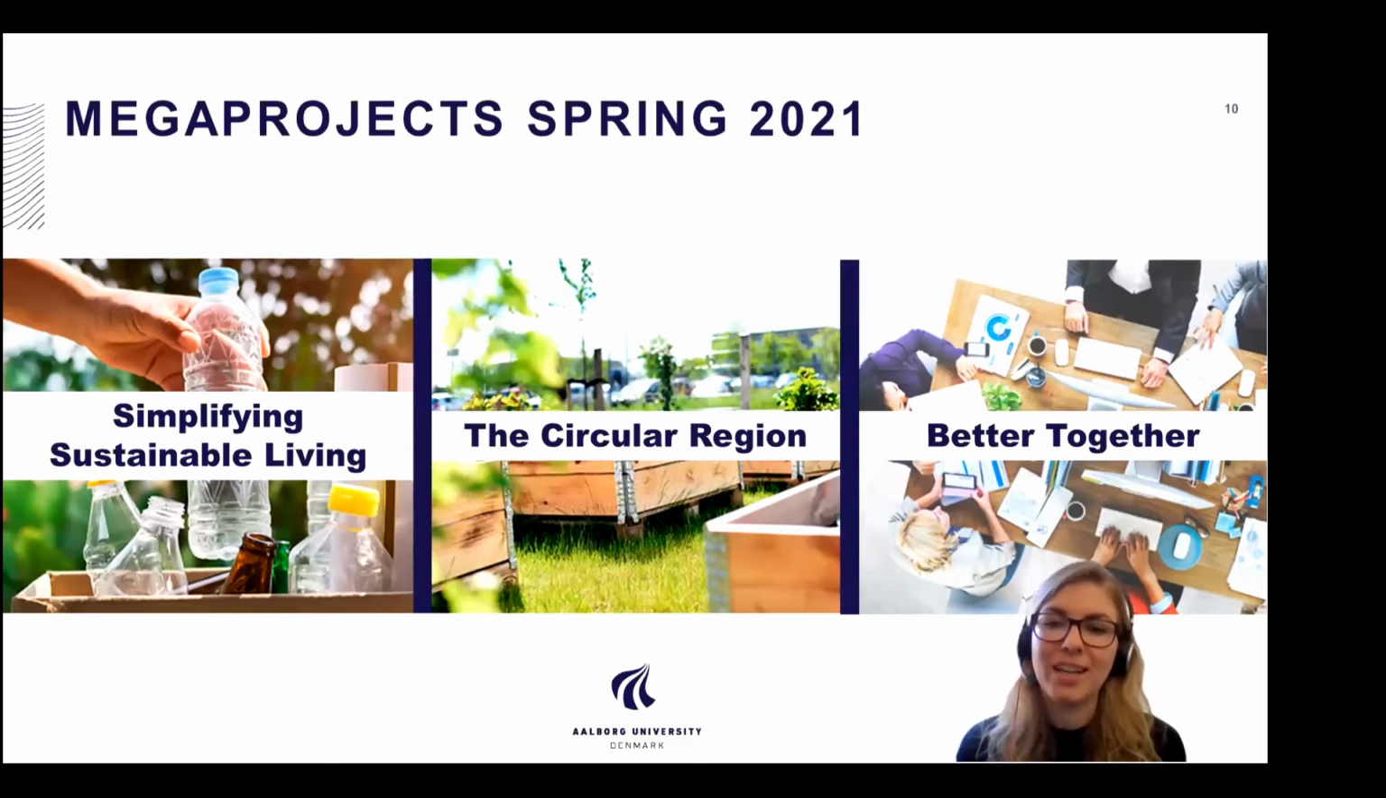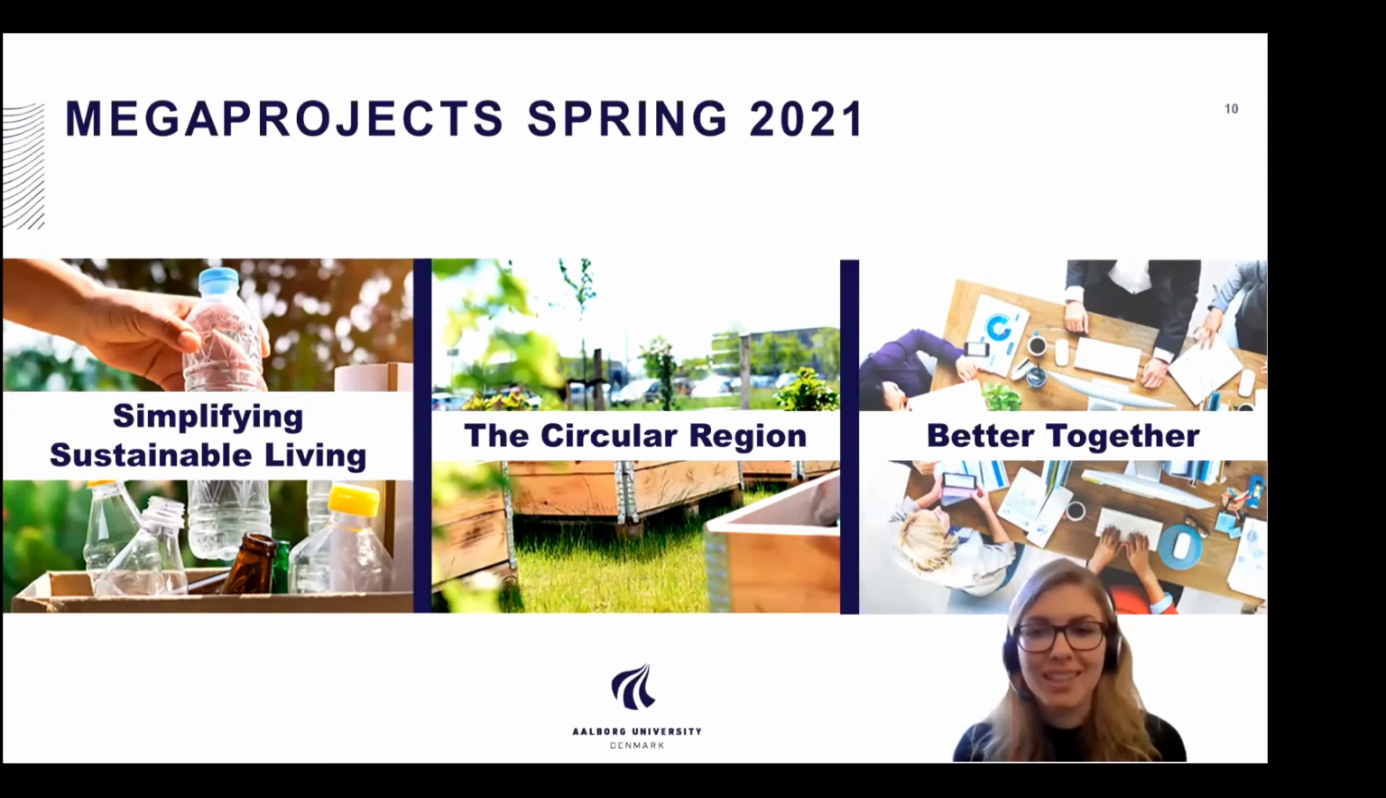Then I would like to move on to which mega projects you will be able to work on this semester. And as Jeppe said, 2 of these mega projects, Simplifying Sustainable Living and the Circular Region, are running for their last semester. So this is the last chance to work on these 2 mega projects.